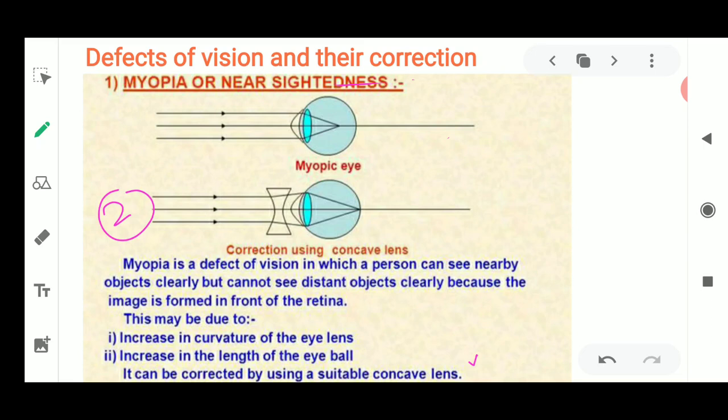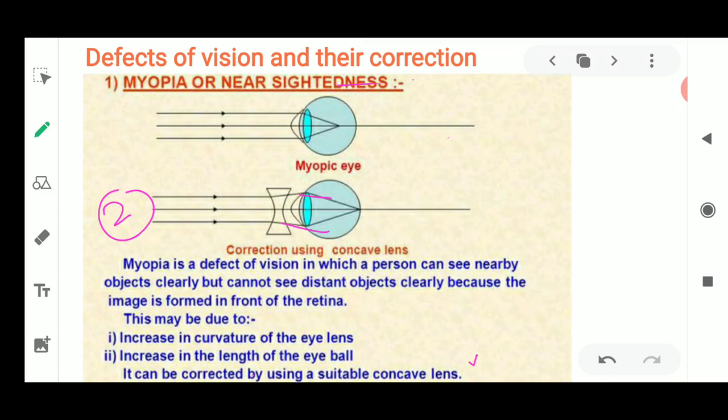Here, between the eye and the light rays, we put this concave lens. We use a concave lens of suitable focal length, and it depends upon how much the defect is, how much the person is not able to see far-off objects. The concave lens is placed in front of the eyes, and light rays enter through this concave lens. It is going to be refracted, that is, diverged. Now these diverged rays enter inside the eyes.